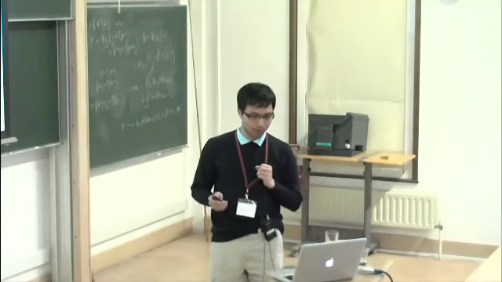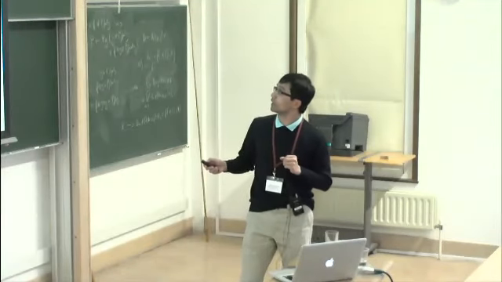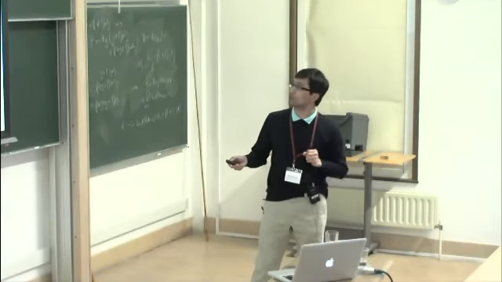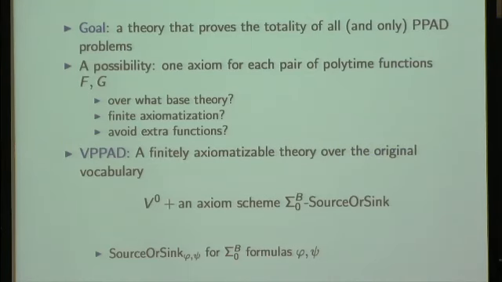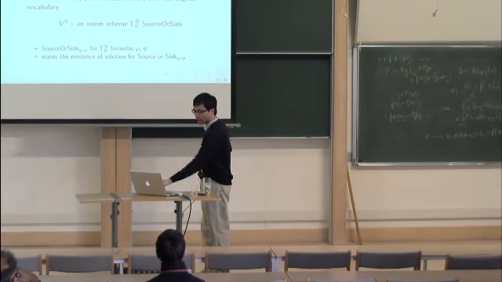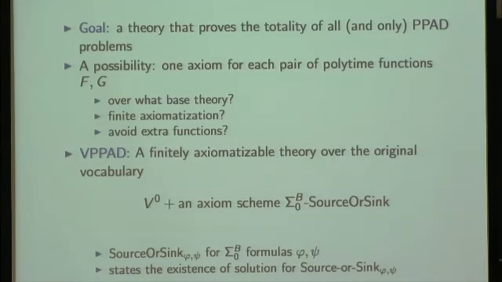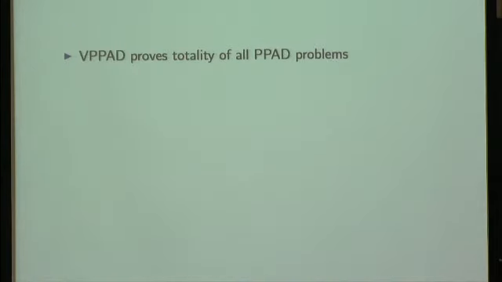In particular, this is an axiom scheme over Sigma 0 b formulas phi and psi. So we have one such axiom for each pair of Sigma 0 b formulas. Formally, it states that for the source or sink problem defined by these two formulas, there exists a solution to it. Again, this is a Sigma 1 b statement, so the whole theory will be a Sigma 1 b theory. So let me show how this can prove.